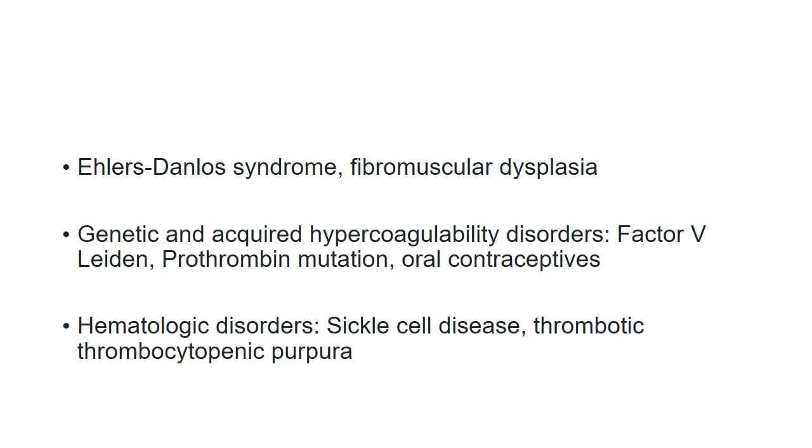Ehlers-Danlos syndrome, fibromuscular dysplasia, and genetic disorders associated with hypercoagulability like factor V Leiden and prothrombin mutations, and oral contraceptives, okay, precisely note that can also result in acute ischemic stroke. Hematological disorders like sickle cell disease and thrombotic thrombocytopenic purpura can also cause ischemic stroke in children.